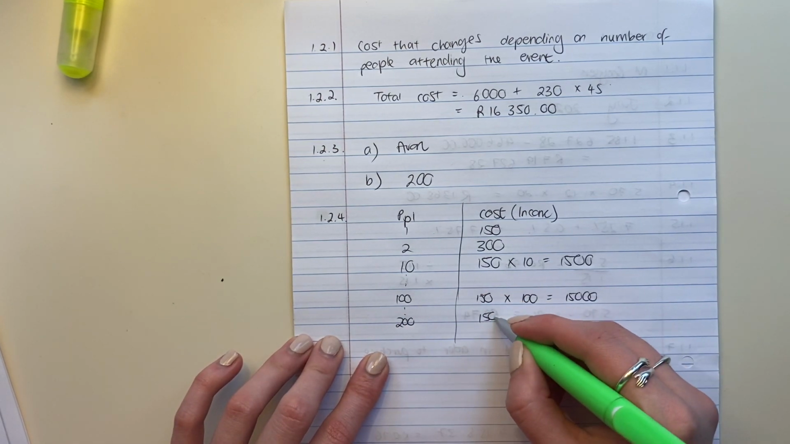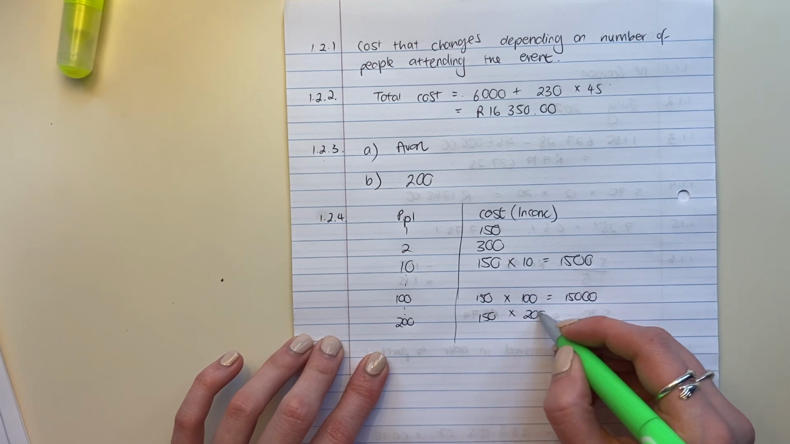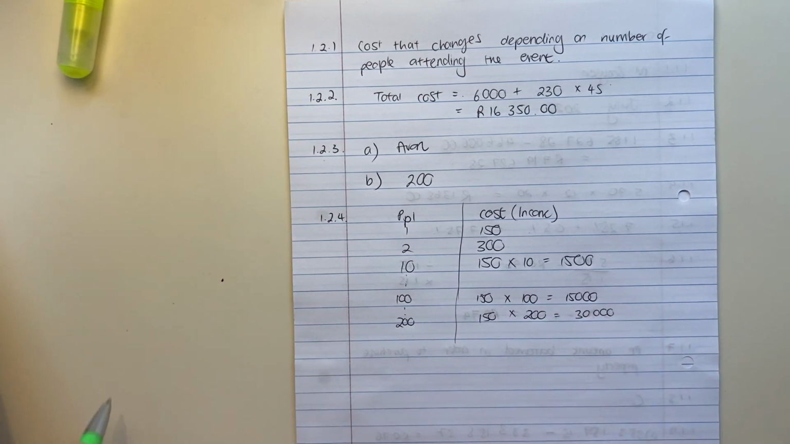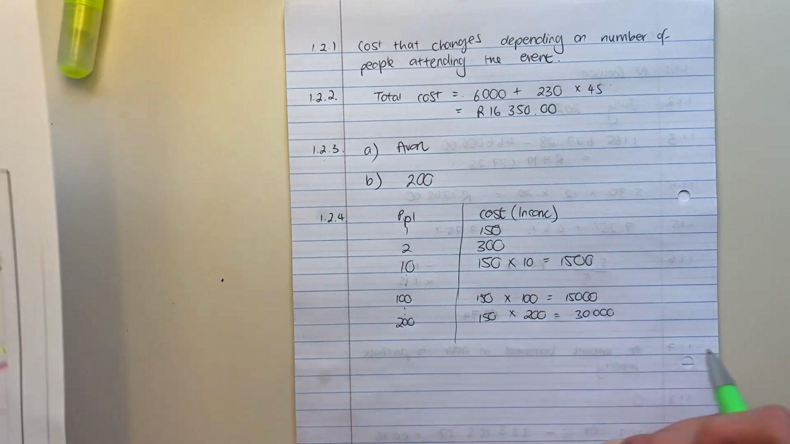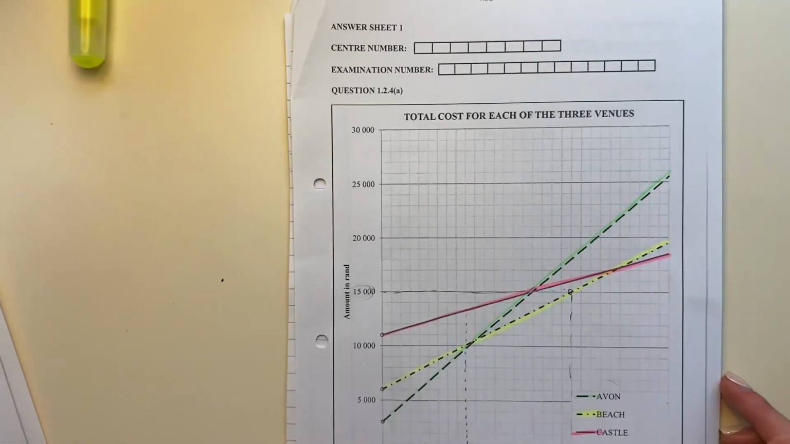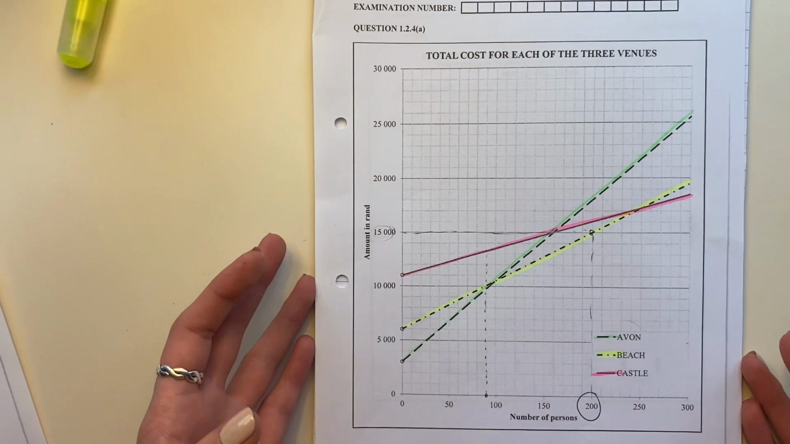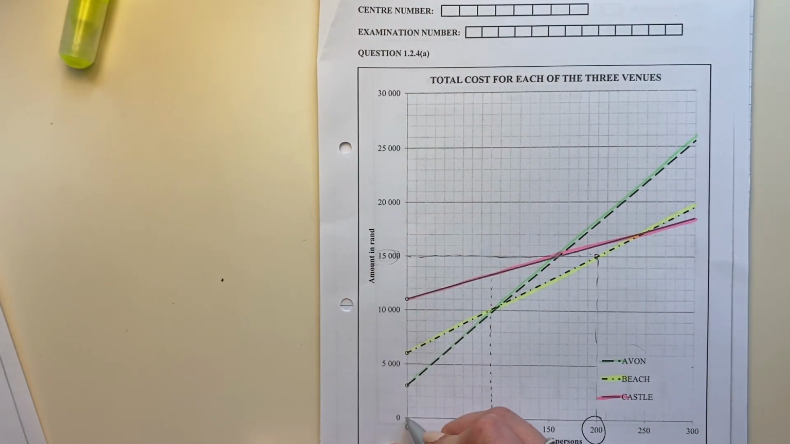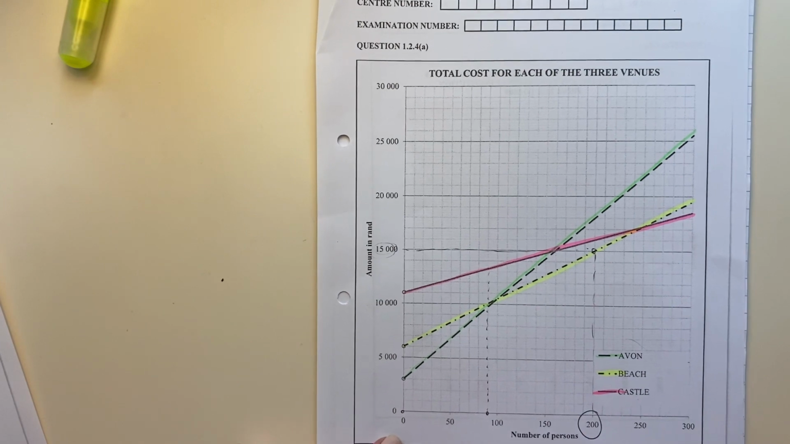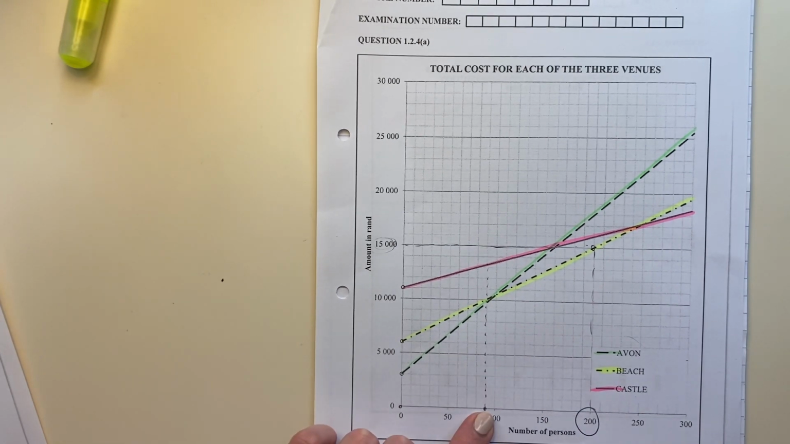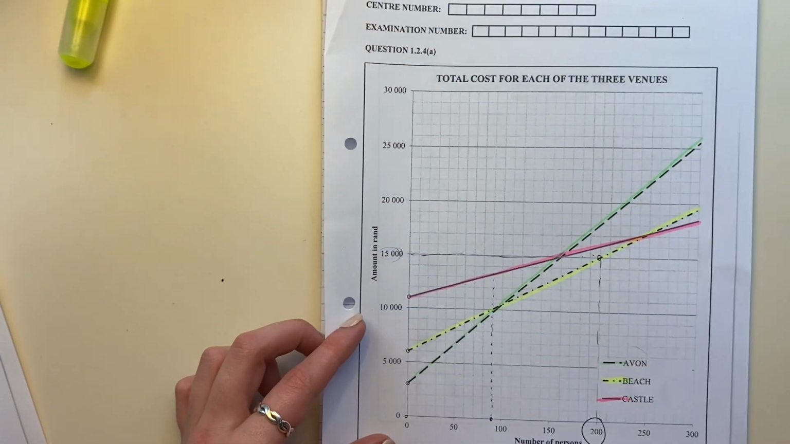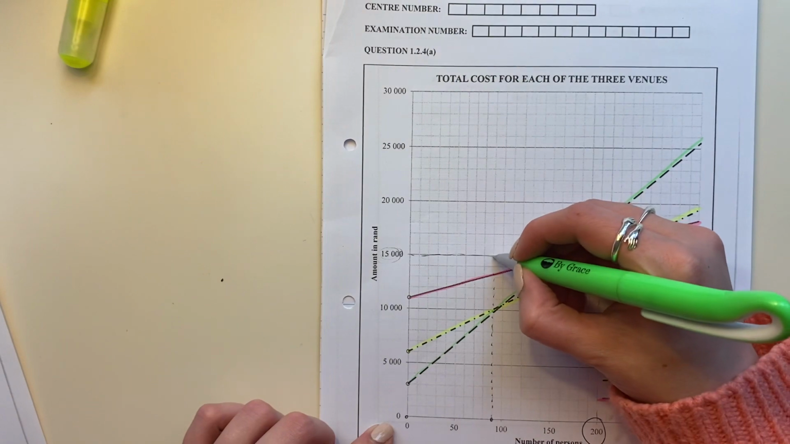200 is going to be 150 Rand times 200, which is going to give me 30,000 Rand. So what I'm going to do is plot these points. I understand in essence what's going on here, but let me plot it. At 0 people, I get 0 money. Then at 100 people, how much am I going to be getting? I said 15,000. So I'm going to plot this up to 15.